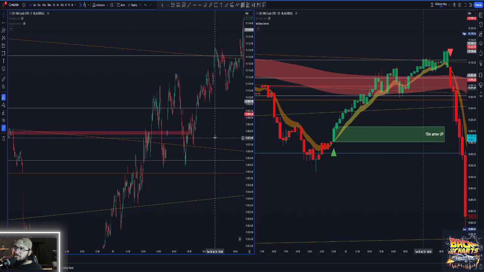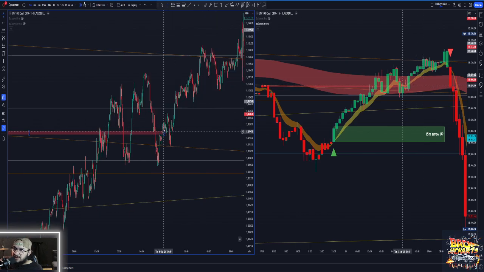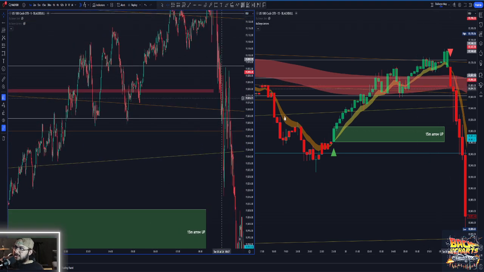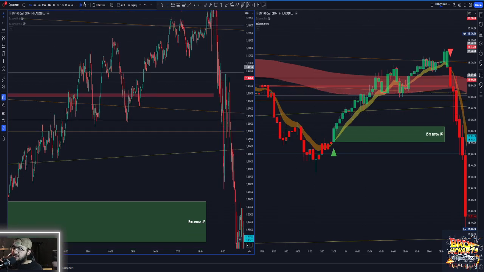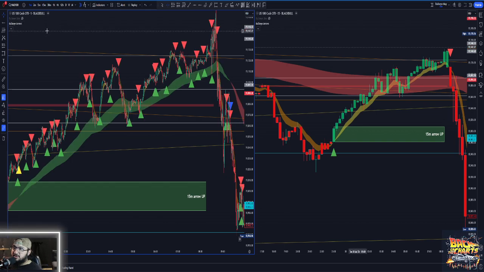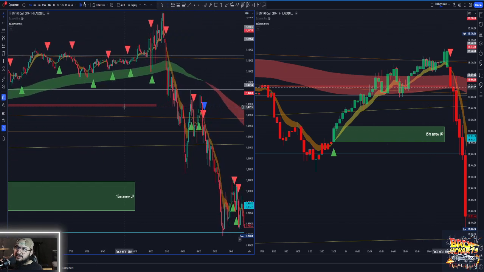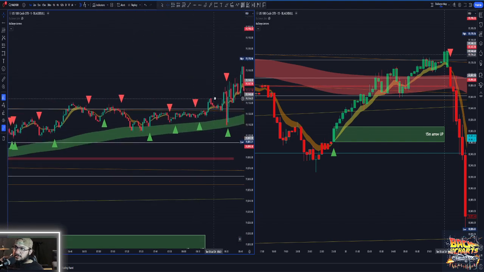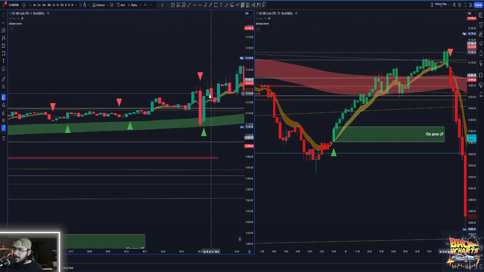So we broke above it, but when it's skinny like that, it's hard to tell what's about to happen. Okay, so we know we have a green arrow. We have a red cloud on 15. Now we look at the clouds on 1 minute. Green arrows. All right. So there may be a potential for a buy. Now, we don't know. All we know is we don't know.